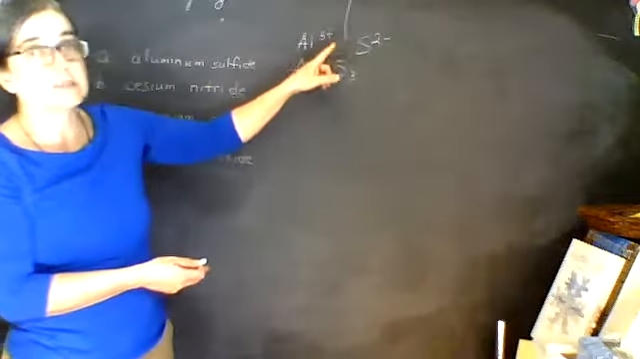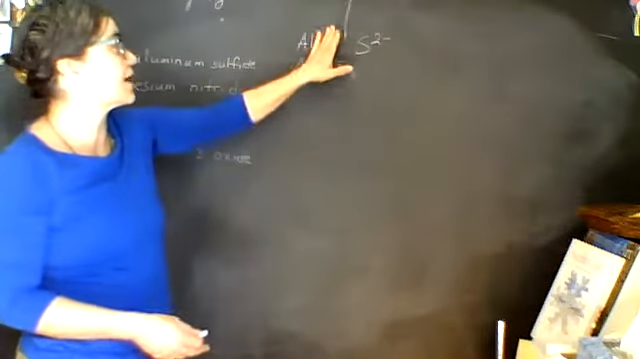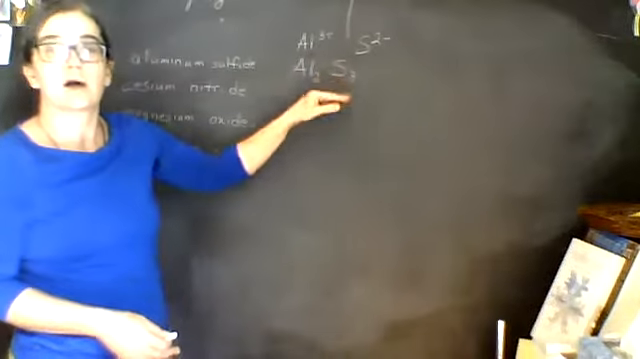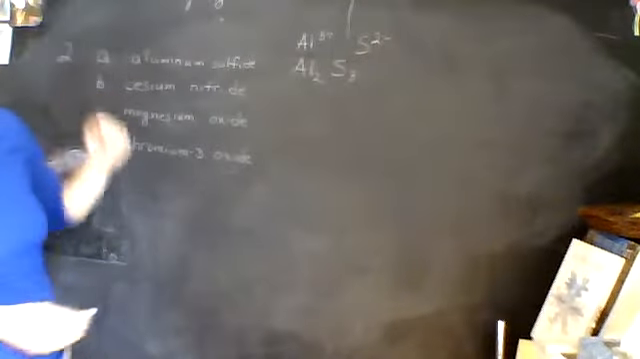But you ignore the signs and switch the numbers. So you don't have to have a positive and a negative in your ionic compound. It's Al2S3.